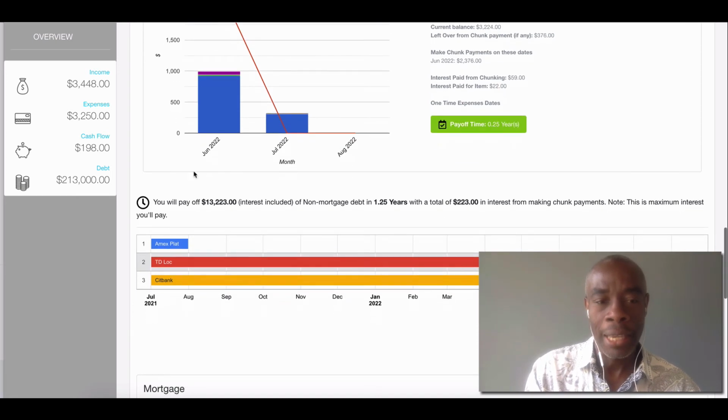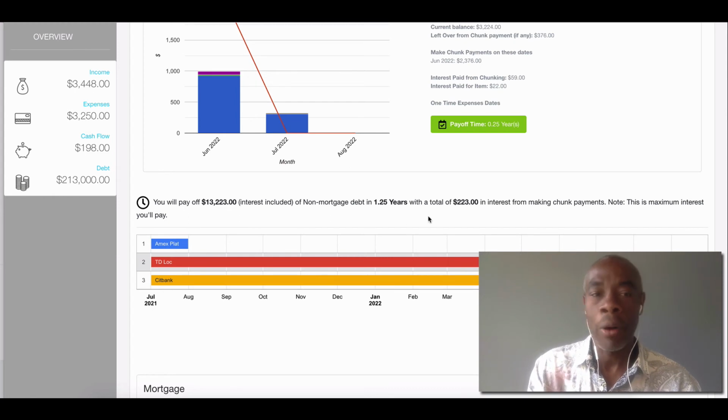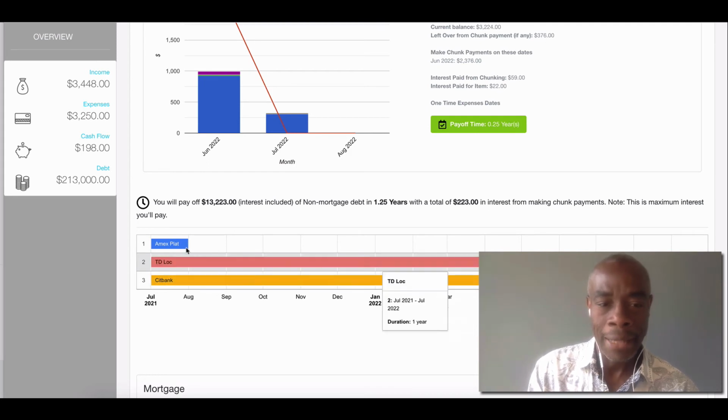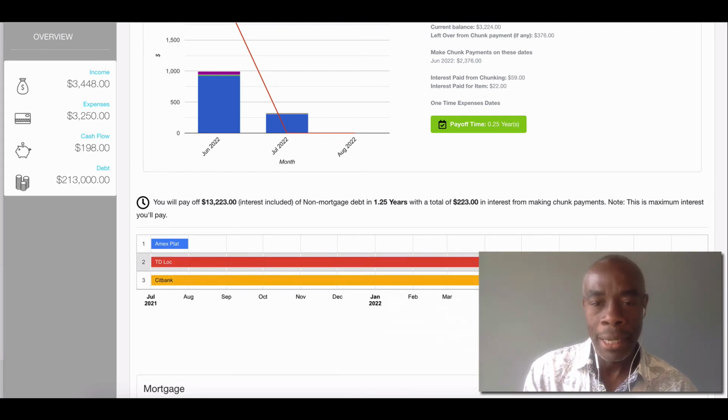So in total, you're going to pay off about $13,000 in about a year and a half, and that includes the interest. It's going to add up all the interest that you paid, both interest from chunking and the interest you pay just for carrying that debt. Then it draws your chart, and you have an idea of what the timeline is going to look like. So $13,000 in about a year and a half.